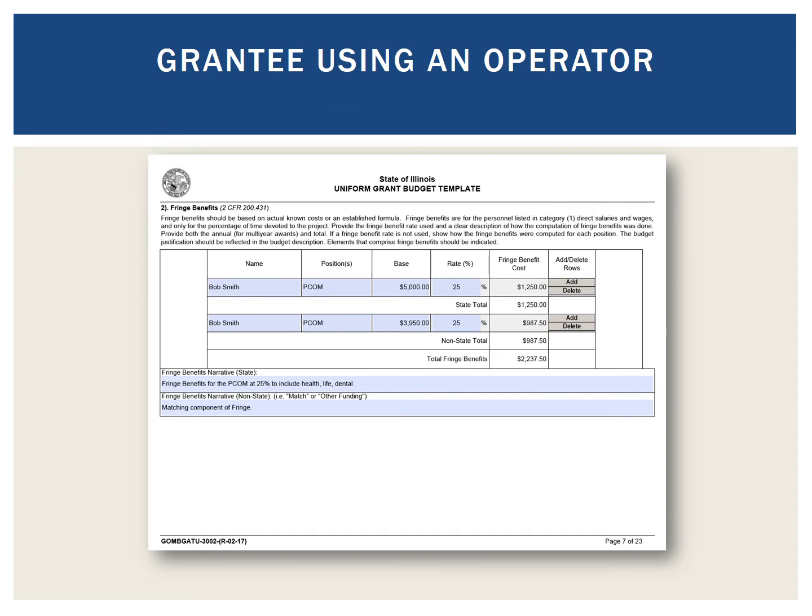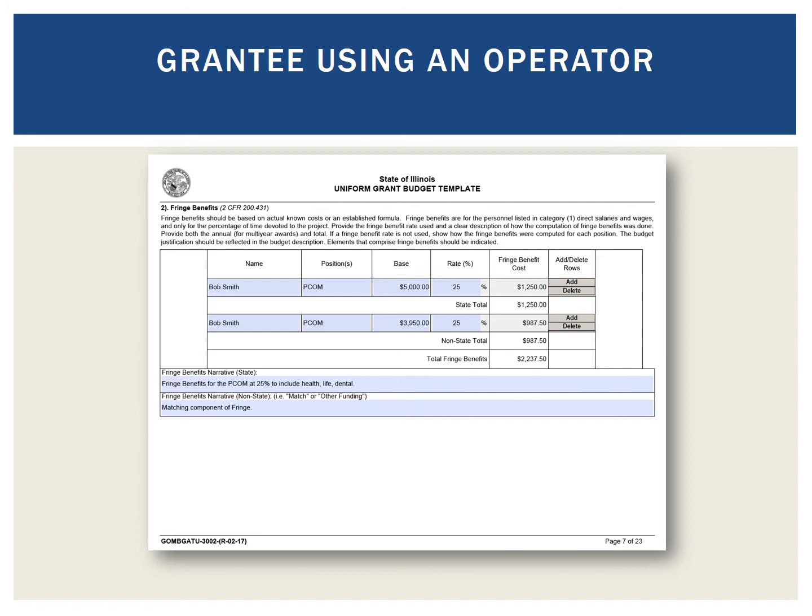Moving on to the Fringe Benefits page, the grantee should enter only the information of individuals who work for the grantee directly. That being said, whoever is listed on the Personnel page should also be listed here. In the given example, the PCOM Bob Smith is listed as an employee, position is listed as PCOM, Bob's salary of $5,000 is displayed as the base, along with a rate of 25%, which produces the fringe benefits cost of $1,250. We would again like to draw your attention to the bottom of the page, to the narrative section.